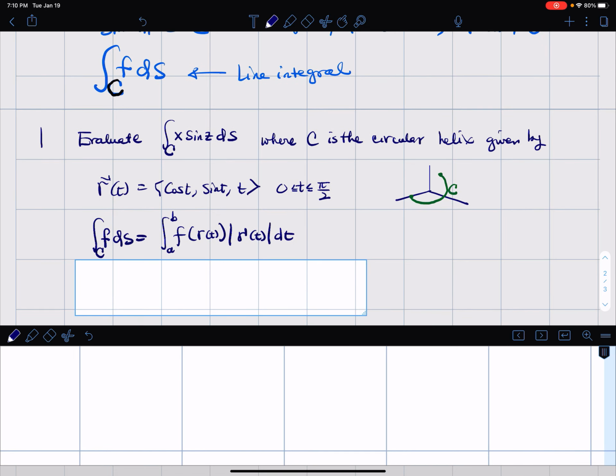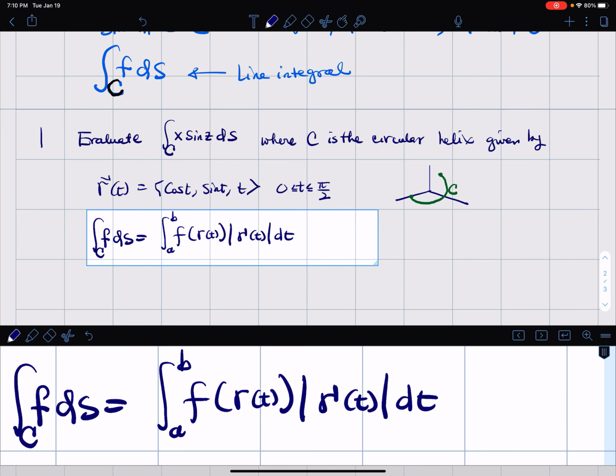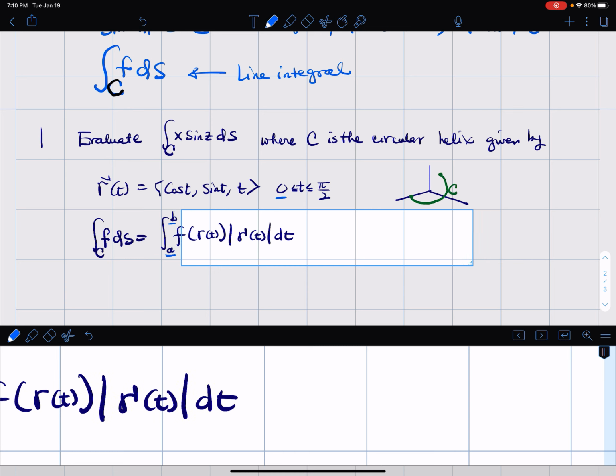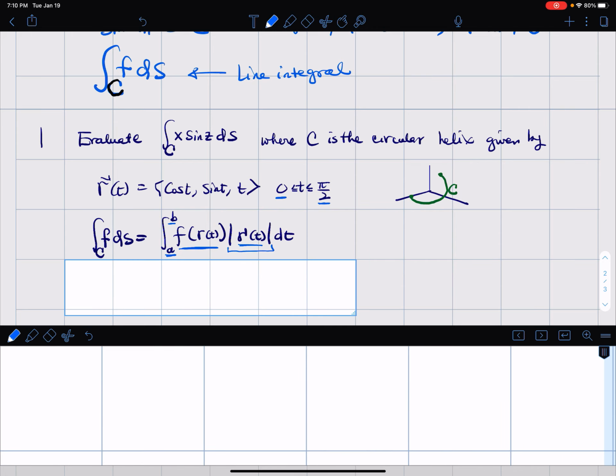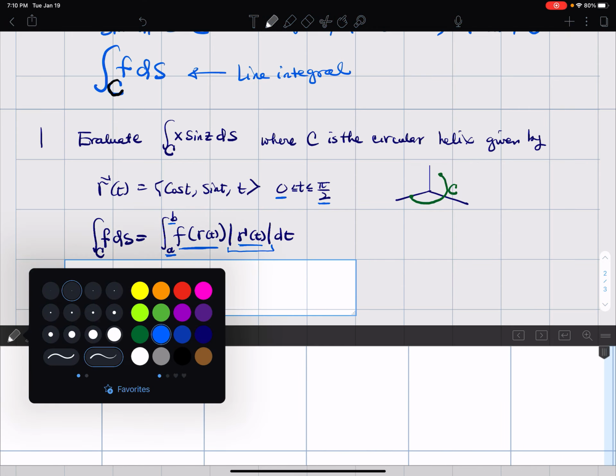So we have to find each of these things. What is our a? What is our b? Our a in this case is 0. Our b is pi over 2. We need to find our f of r of t. We need to find r prime of t, and then we need to find the magnitude of r prime of t, and then we're good, okay? So let's go one by one.